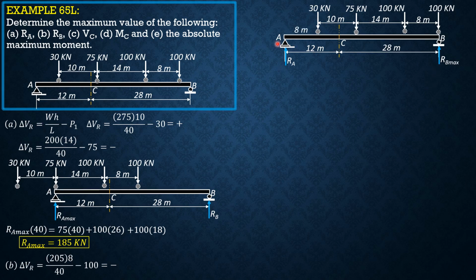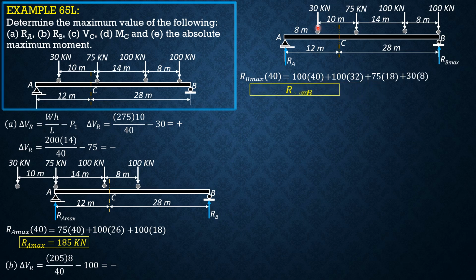So we sum up moments about A equals 0. RB max times 40 equals 100 times 40 plus 100 times 32, 32 minus 24 is 8, plus 75 times 8, and plus 30 times 8. So RB max equals 219.75 kilonewtons. This is also the absolute maximum shear if it is asked in this problem.